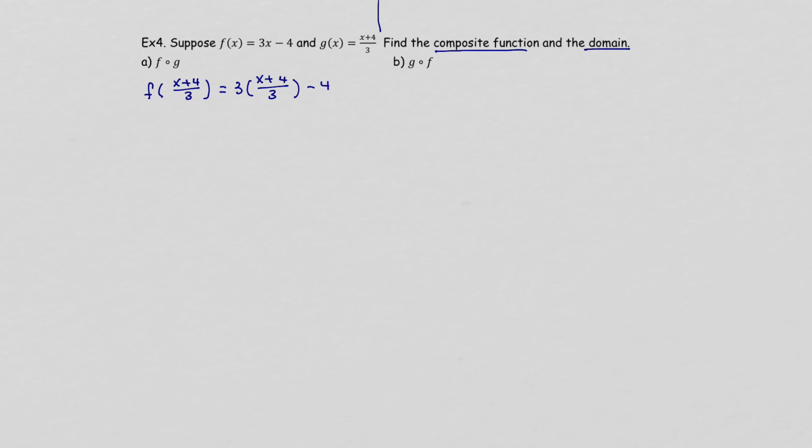minus 4, right? And since we do multiplication before subtraction, this cancels out. Numerator and denominator cancel out when you have the same factor. And you end up getting x plus 4 minus 4. Positive 4, negative 4 cancel out. This gives you x. So that's going to be your composition function of these two functions, which is linear, right? If it's linear, there are no restrictions. So there you cannot find any restrictions, linear, right?